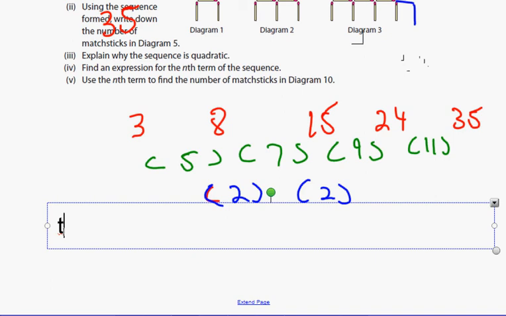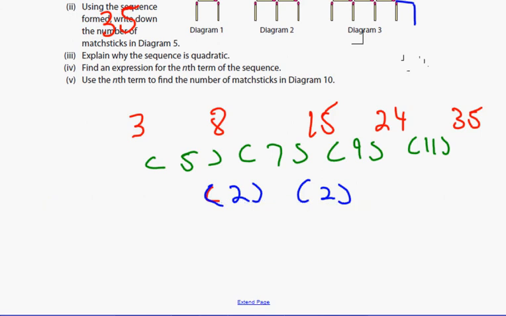Okay, now the next one. Find the expression for the nth term of the sequence. Now what do we say the formula is for the nth term? Let's see if we can do this. What are my five steps to doing this question again? What's step number 1? Get the second difference. Second difference equals 2.